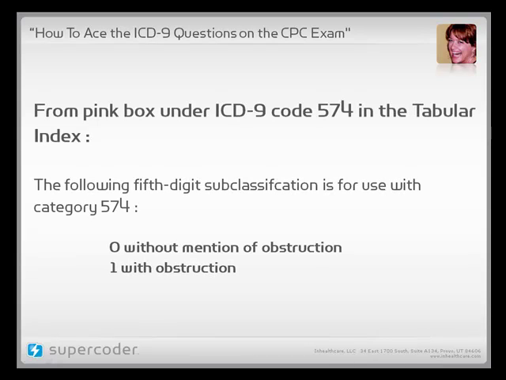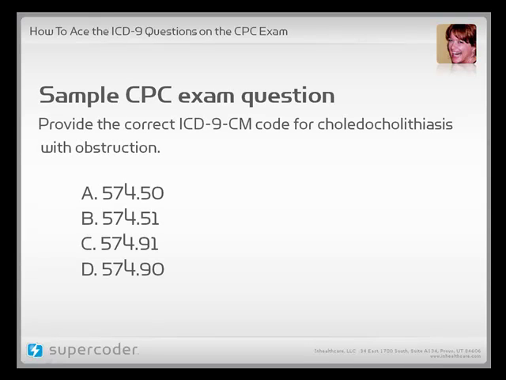Take this question that we just looked at as an example. If we look in our ICD-9 manual at the pink box under ICD-9 code 574, we read that we use the fifth digit 0 for, quote, without mention of obstruction, and the fifth digit 1 for, quote, with obstruction. Because the question mentions with obstruction, we immediately have two obviously wrong answers, answers A and D, which have the fifth digit 0. We can immediately do something my kids' teacher calls slashing the trash. We put a slash mark through the dead wrong answers so we can remove the clutter from our minds. And when we slash the trash, we can focus on possible answers B and C and get to the correct answer B much more quickly.